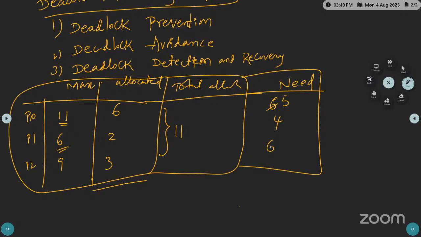P1 still needs 4 more resources, but how many resources are available with the system? Among 12, 11 are already allocated, leaving only one. The available resources with the system is 1. Giving this 1 to P1 is not enough, since it needs 4. With 1 given, 3 more are still needed. So these 3 more resources would have to be taken from the current allocation of P0.